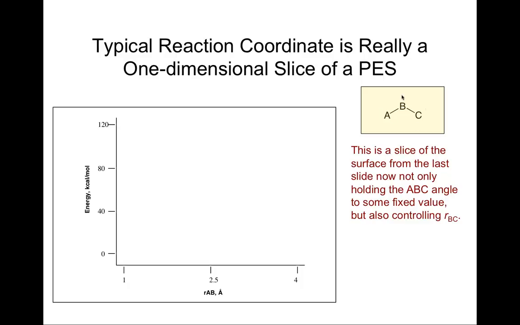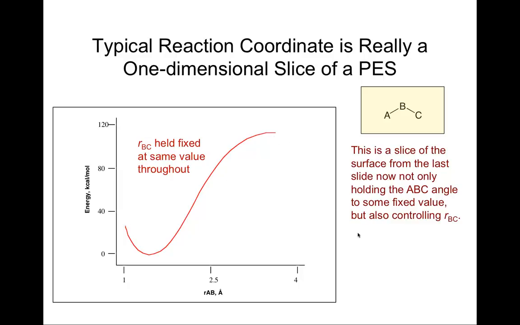Okay, so if I stick with my molecule ABC and I come back to this idea of AB, now I've got to specify what I'm doing. Maybe I hold the ABC angle still at 109.5 and I also hold BC at 1.4. I talked about that. And that would generate this curve. So I've got the angle fixed and the other bond length fixed.